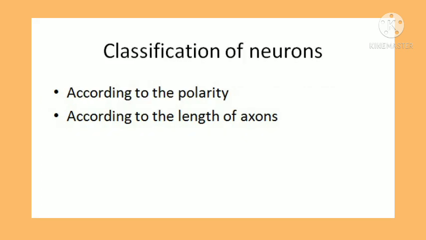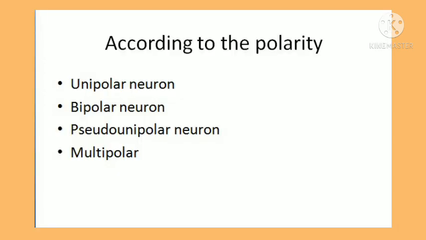Next, classification of neurons. The neurons are classified according to polarity and according to the length of axons. According to polarity, neurons are classified into unipolar neuron, bipolar neuron, pseudounipolar neuron, and multipolar neuron.